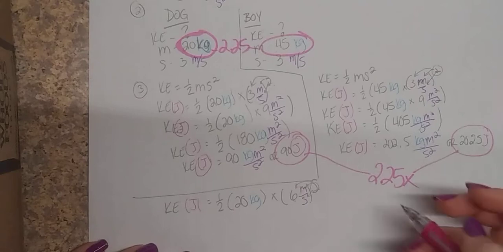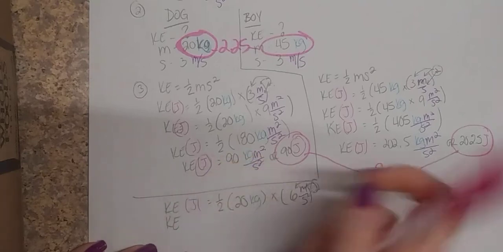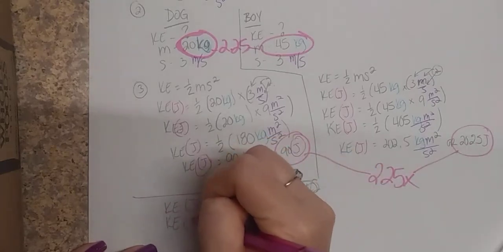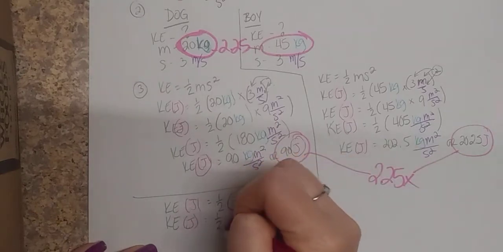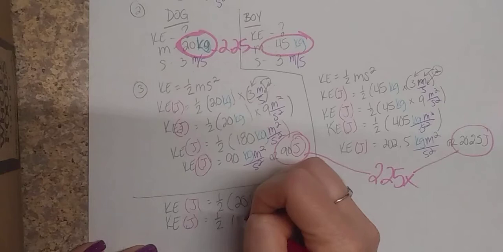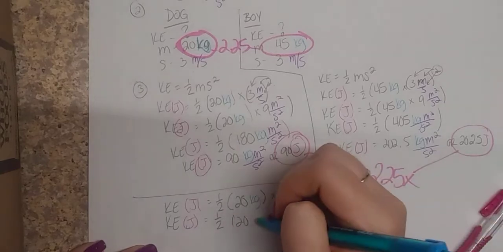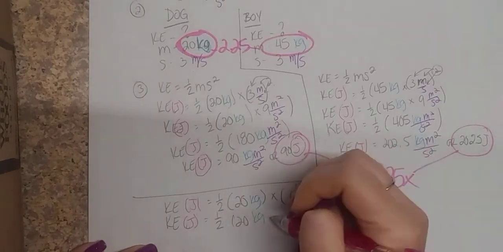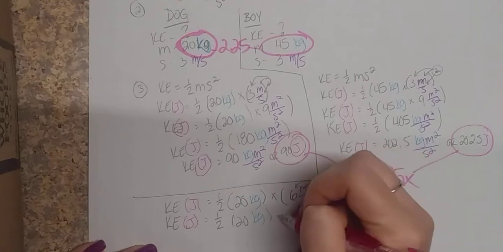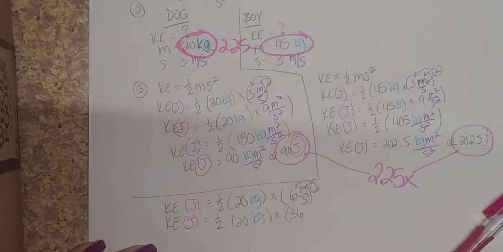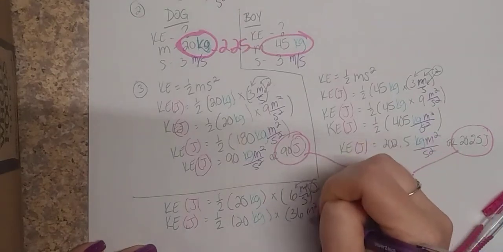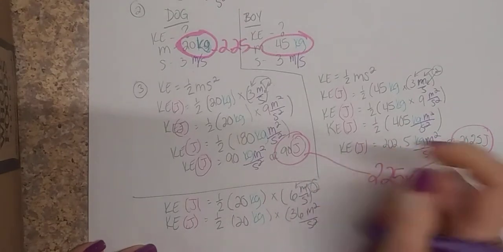Next line. We have the kinetic energy. Remember that's in a joule. That's the unit of energy. Is equal to 1/2 the 20 kilograms. And then we have 6 squared. So that's 36. And then square our units. Meters squared divided by seconds squared.